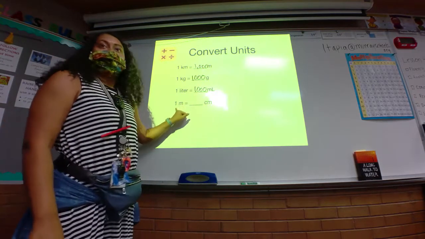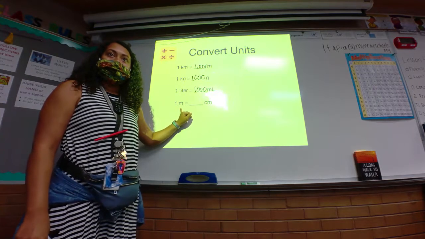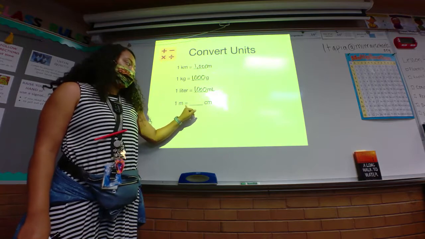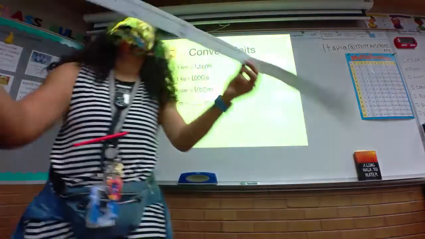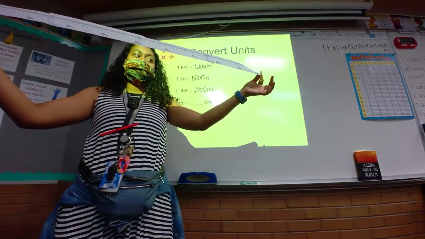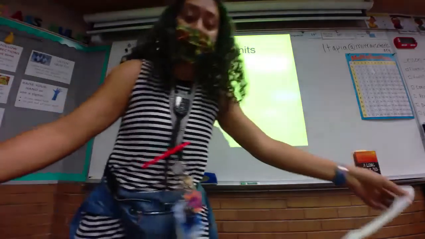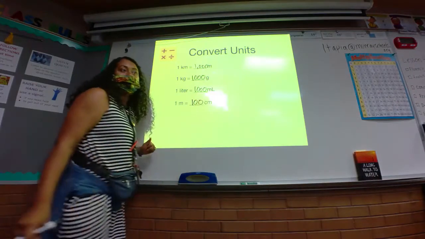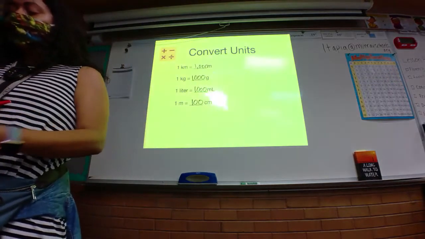Okay, ready? Next one. 1 meter, write it down. 1 m equals blank centimeters. 1 meter equals 100 centimeters. That one was different, right? Beautiful. Okay.